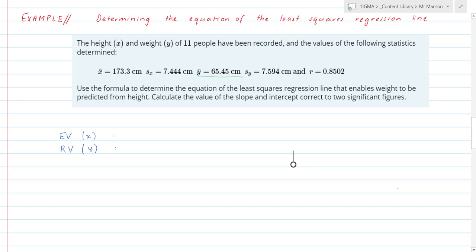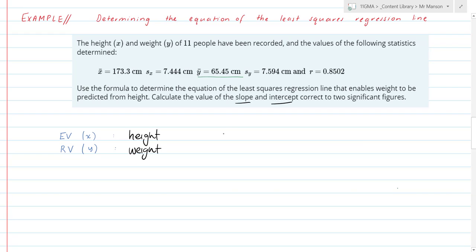So we're happy with this being weight. No, I've got that wrong already. Height and weight there. And I want to calculate the value of the slope and the intercept to two significant figures. We'll get to the significant figures in a minute. So first of all, the slope is our B value.